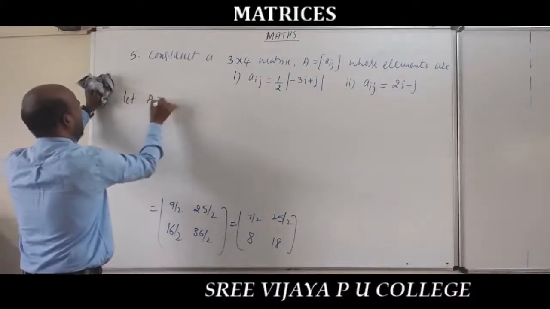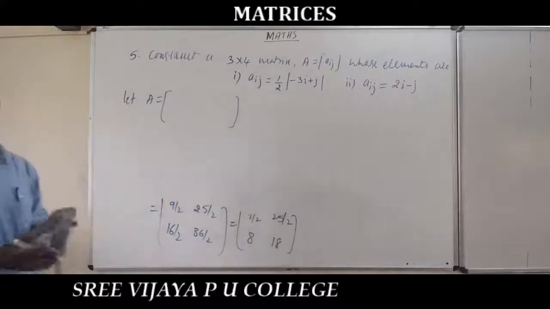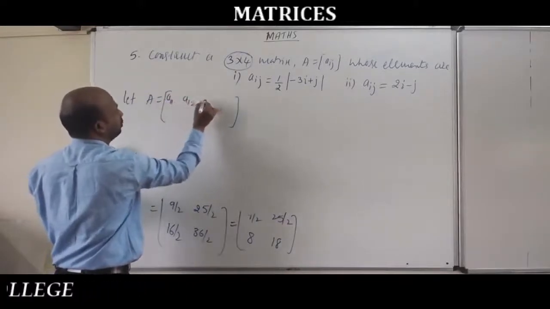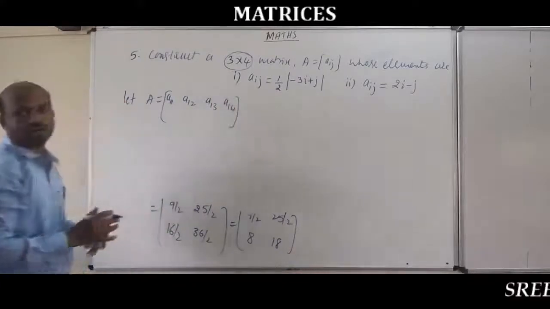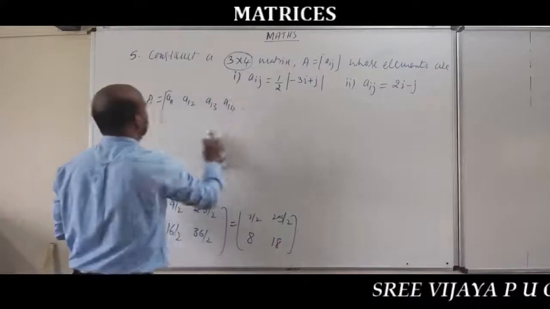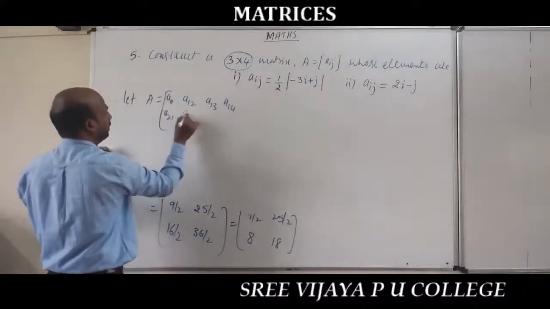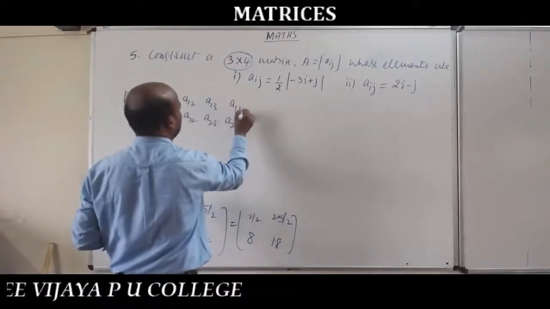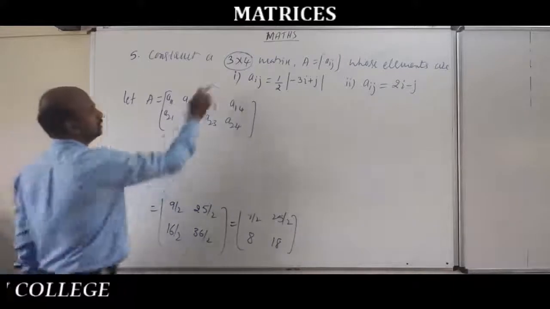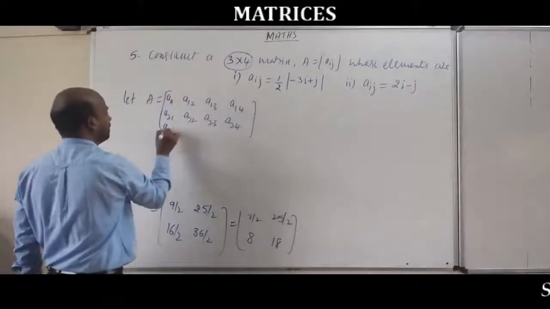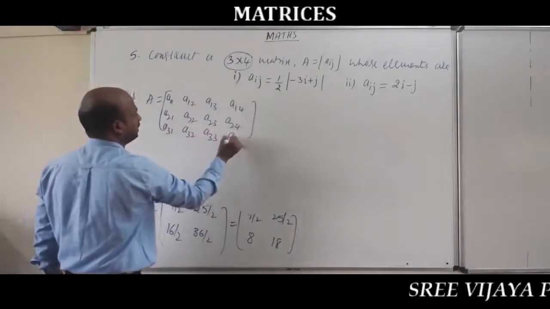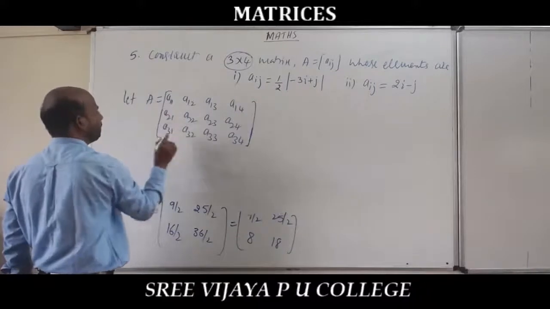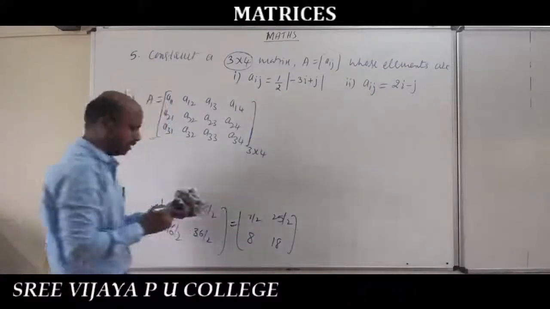Let the matrix A, three rows, four columns, a matrix of order 3 by 4. First row: A11, A12, A13, A14, four columns. Then second row: A21, A22, A23, and this is A24. Then the third row elements: A31, A32, A33, A34. A matrix of order 3 by 4.